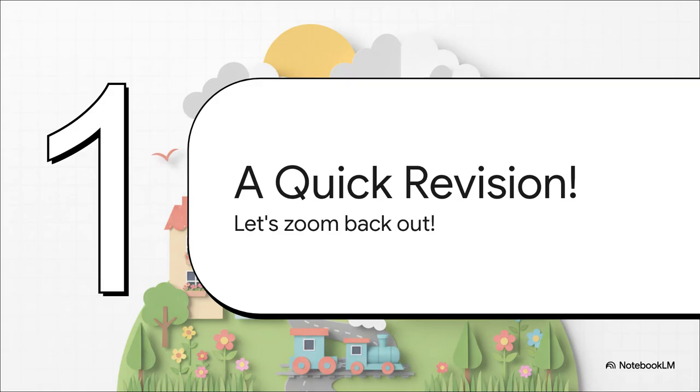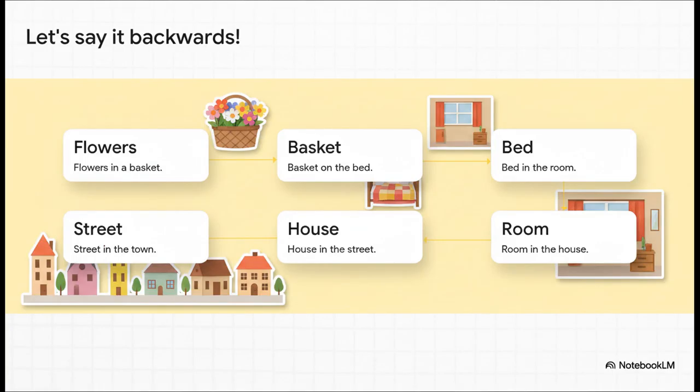Now, before we finish up for today, let's do a super quick revision. Remember how we zoomed in at the beginning of our journey? Well, now, let's zoom back out. Let's say the second part of our little poem together. We'll start with the smallest thing this time. Ready? Here we go. Flowers in a basket, basket on the bed, bed in the room in the house in the street, and street in the town. See? We went all the way from small to big. It just shows how everything is connected, right?